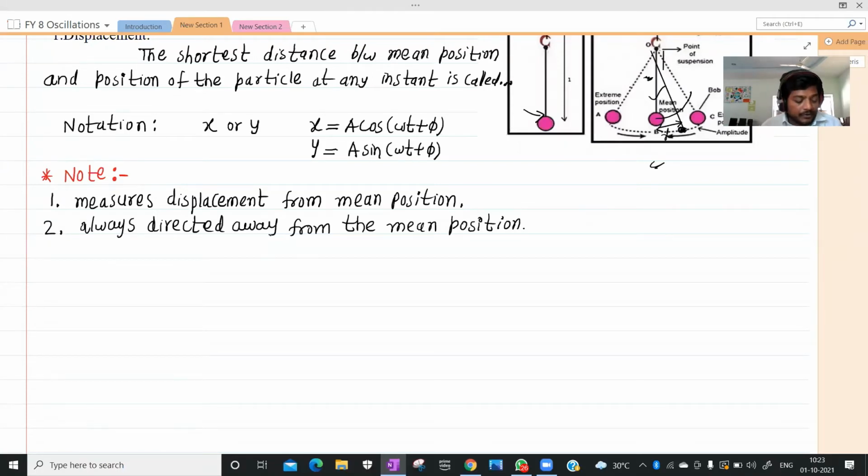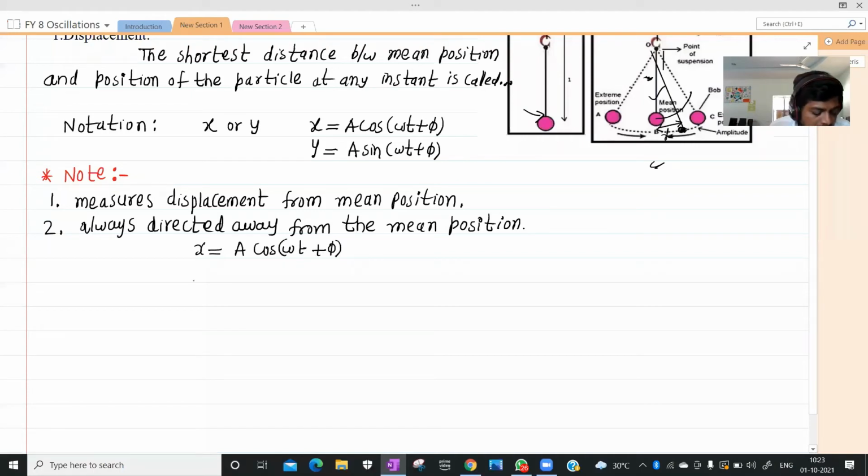That is the condition of simple harmonic motion. That is the condition of simple harmonic motion. So here the displacement x equals A cos(omega t plus phi).